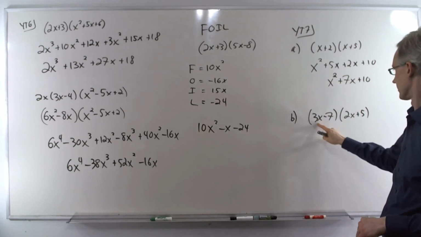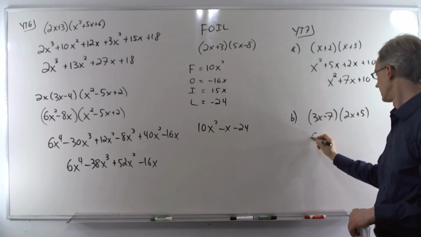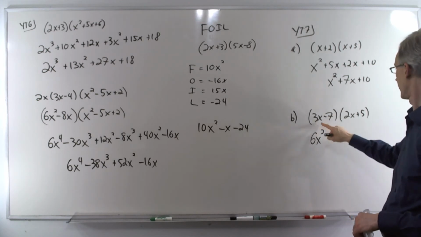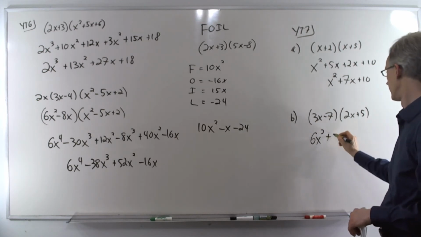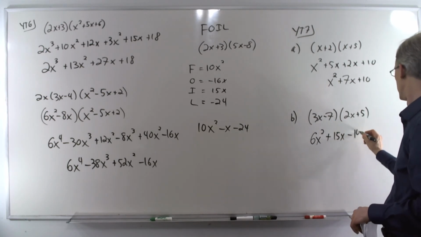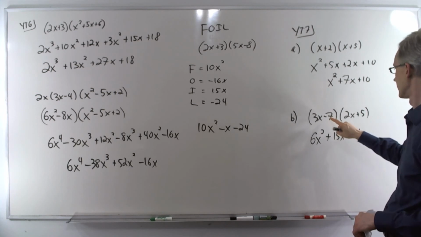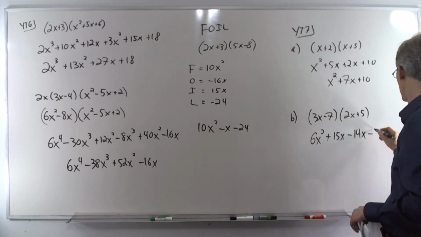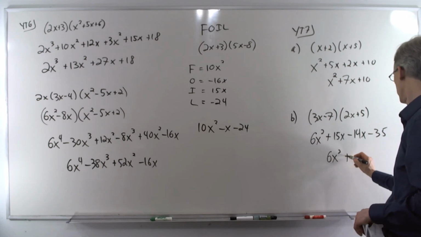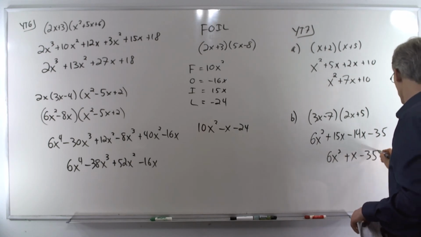Next up, first, 3x times 2x, that is 6x squared. Last, or outside, 3x times 5, that is 15x. Inside, negative 14x. And last, negative 7 times 5, negative 35. So that gives us 6x squared plus x minus 35.